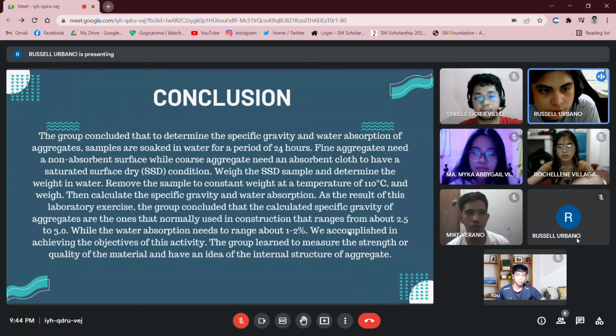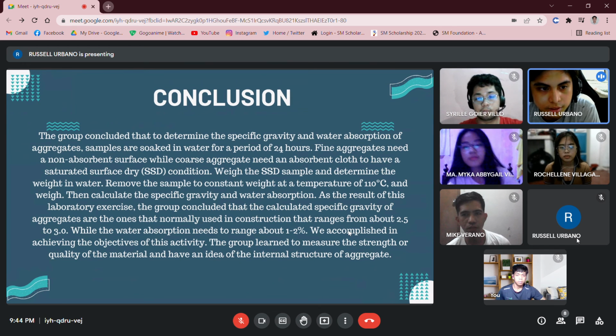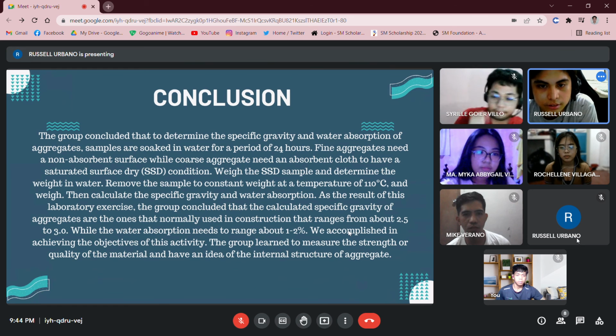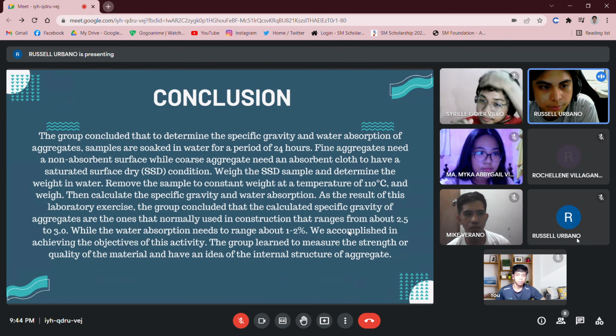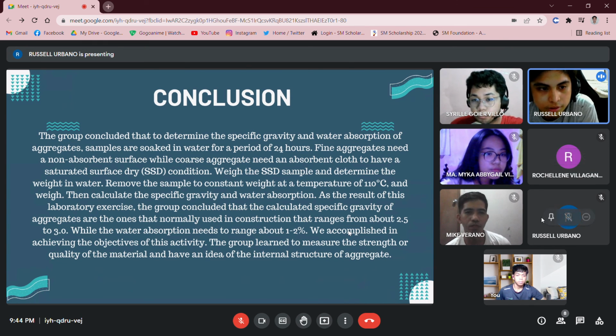The group concluded that to determine the specific gravity and water absorption of aggregates, samples are soaked in water for a period of 24 hours. Fine aggregates need a non-absorbent surface, while coarse aggregates need an absorbent cloth to have a saturated surface dry condition. Weigh the SSD sample and determine the weight in water. Dry the sample to constant weight at a temperature of 110 Celsius and weigh. Then calculate the specific gravity and water absorption.